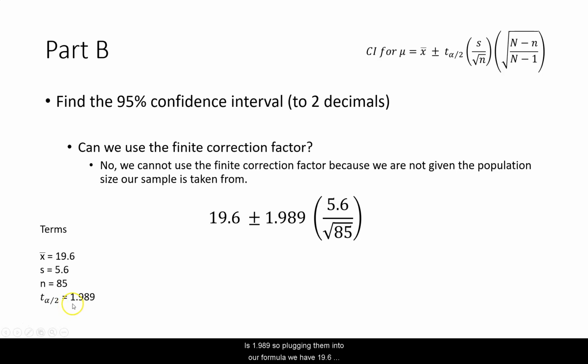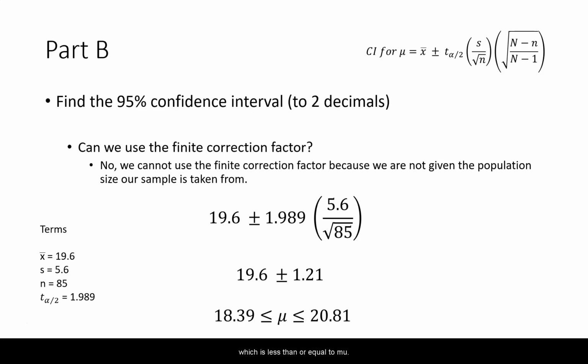confidence is 1.989. So plugging them into our formula, we have 19.6 plus or minus 1.989 times 5.6 divided by the square root of 85, which gives us 19.6 plus or minus 1.21, which gives us a confidence interval for 95% confidence equal to 18.39, which is less than or equal to mu, which is less than or equal to 20.81.